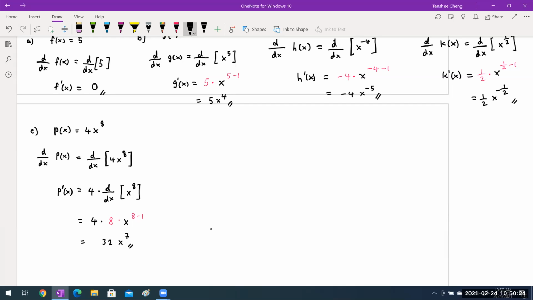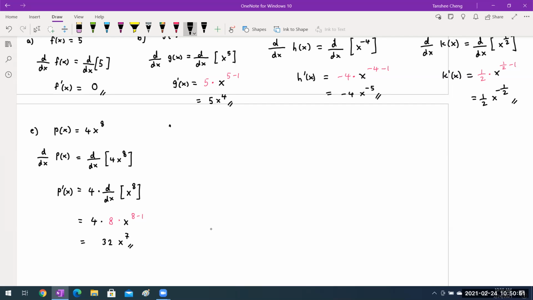Our goal is not writing step by step. Right now, you need to clearly understand how to use these formulas so that later on we can do it mentally. So when we take a derivative next time, it will just be writing down the answer right away. For this kind of simple case, p prime is 32 x to the 7 power. So mentally, we will be doing 4 times 8 and then subtracting 1 from the exponent.